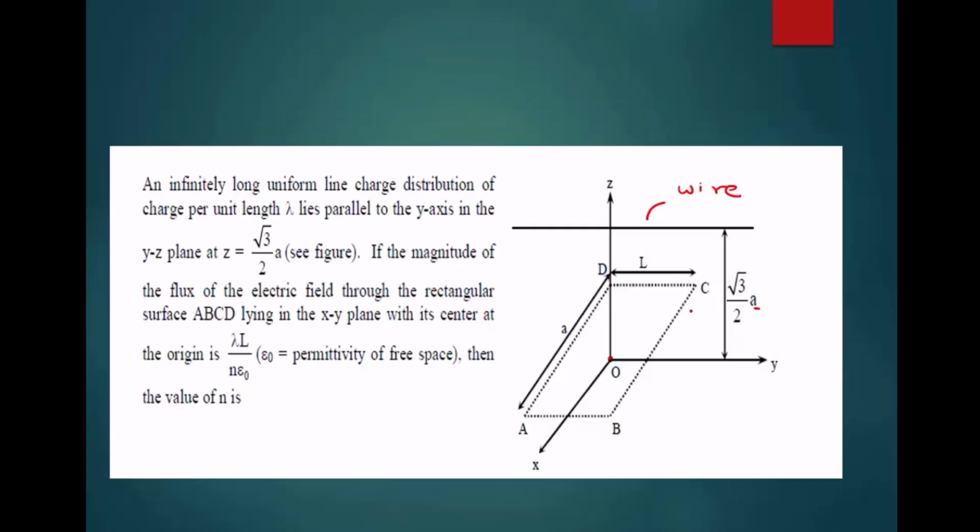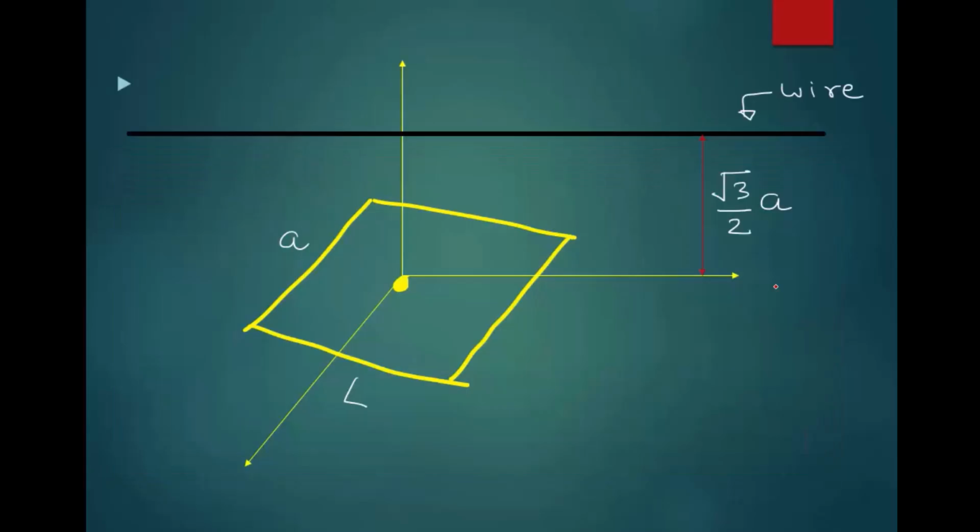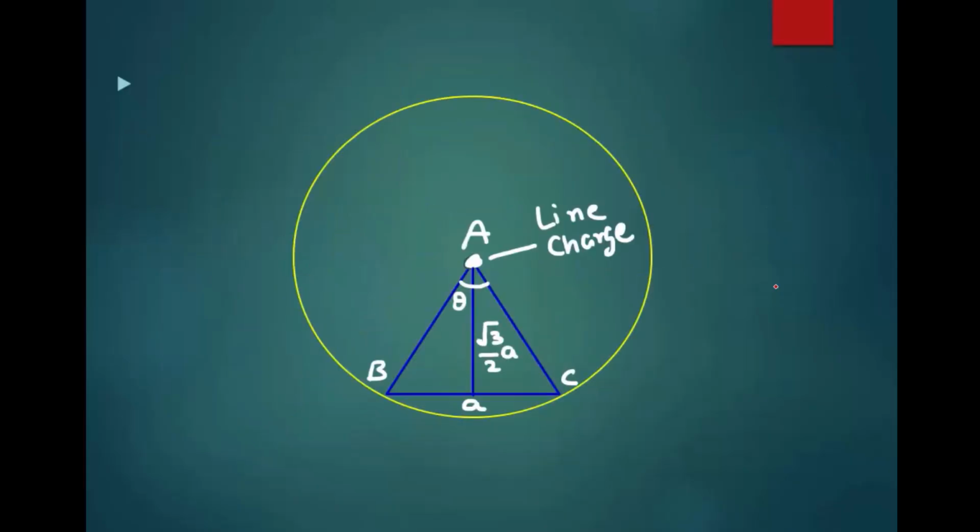There is a wire over here, so we'll imagine a Gaussian surface, a cylindrical Gaussian surface around it, such that this particular area ABCD is a part of that cylinder. So if I look at this particular wire from here and imagine a cylinder over here like this, such that this particular surface is a part of this. In fact, I can show a bigger cylinder like this, such that this is a part of that cylinder. So if I'm looking at it from this side, I will get a view something like this.